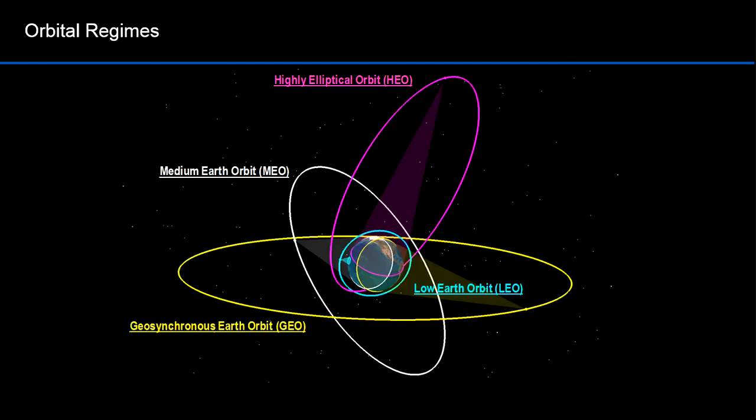Given these orbital parameters, we can put satellites in different orbital regimes. The common ones are low Earth orbit, LEO, medium Earth orbit, MEO, highly elliptical orbit, HEO, and geosynchronous orbit, GEO.